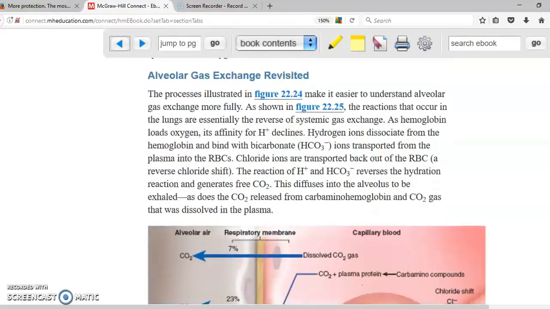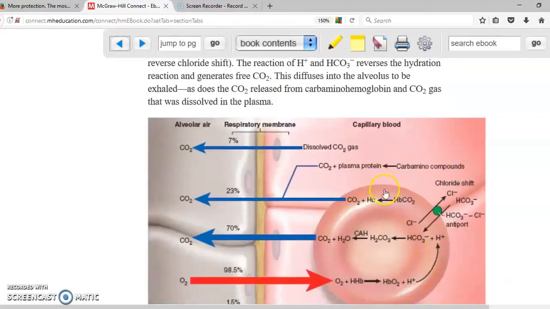Alveolar gas exchange revisited. In this case, what is this? This is the capillary, and this is the lung tissue. So it's the same exact concept, but backwards. In this case, you're going to get rid of the carbon dioxide. You're going to get the oxygen into the red blood cell. But it's the same concept, higher to lower.